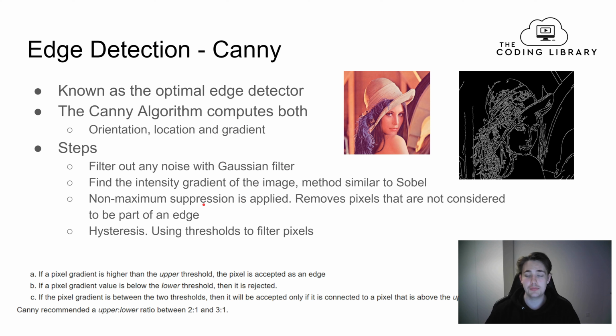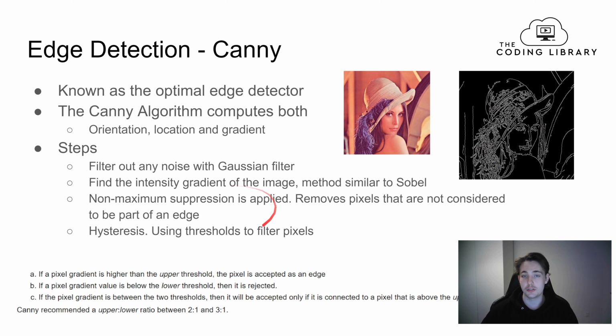So we have some different steps when we're applying the Canny method. First of all, we filter out any noise with a Gaussian filter to make it easier to detect the edges in images, and also reduce some of the noise that could occur in the image, so we don't get false positives when we're doing our edge detection. And then we want to find the intensity gradient of the image, where the method is similar to Sobel, which we already went over. And then non-maximal suppression is applied on the image, which just removes the pixels that are not considered to be part of an edge.